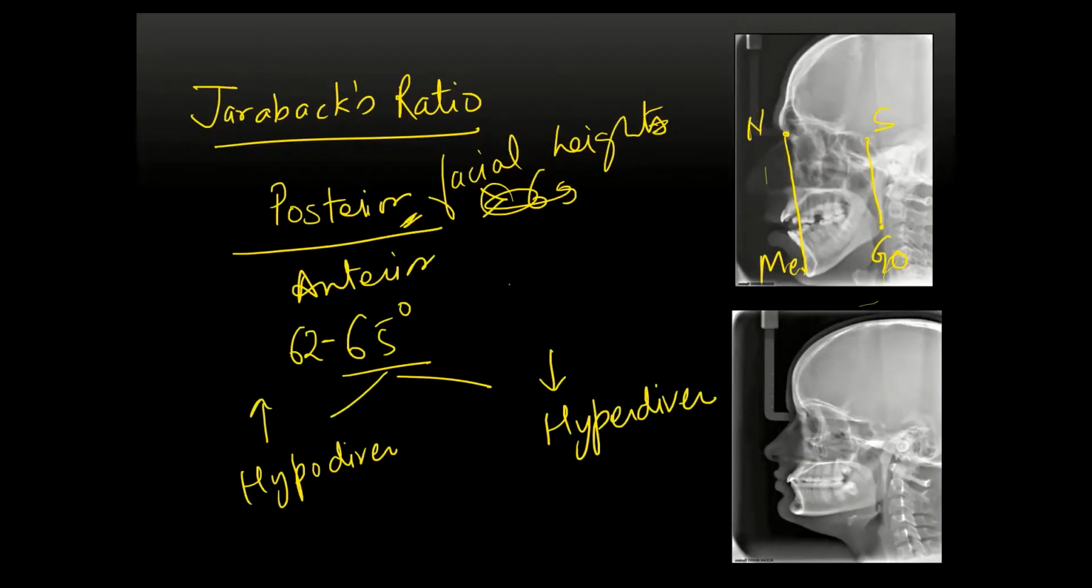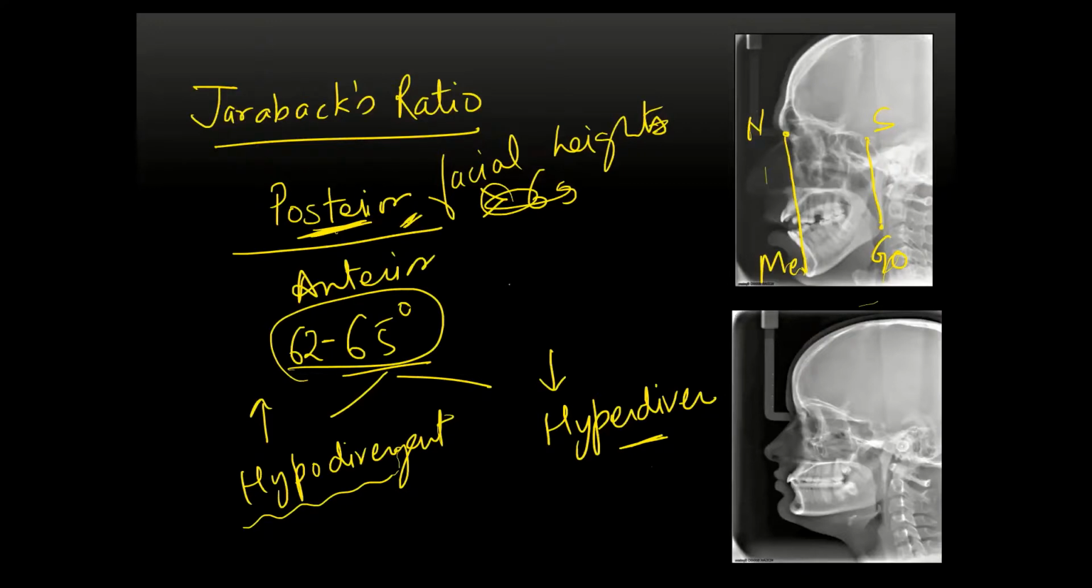Now, the normal is 62 to 65. When it increases, it means the posterior facial height has increased, so it increases in hypodivergent cases. When it decreases, it means the posterior facial height is less, so it decreases in hyperdivergent cases.